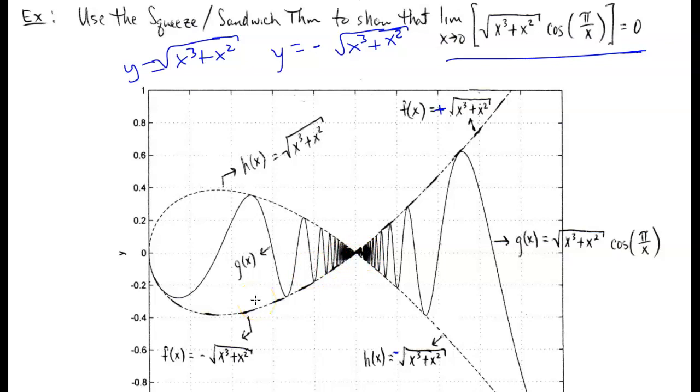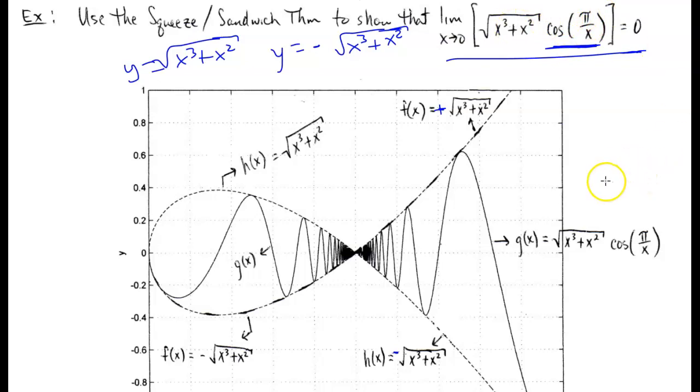Okay, so we see that graphically, but how do I actually do this if I didn't have the graph? Well, notice that this is cosine of some angle. And we know that cosine bounces in between -1 and 1. So that means that the highest value this function could have is the positive square root of x cubed plus x squared, and the lowest value is negative square root of x cubed plus x squared. And so that's where that came from. We know that this function has to be in between these two because of the properties of cosine as far as its range.